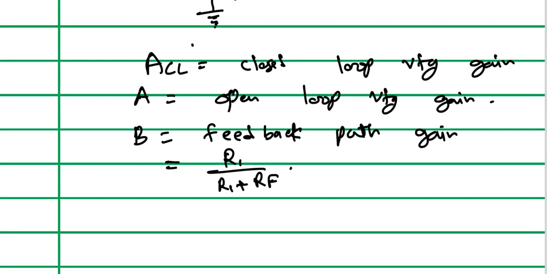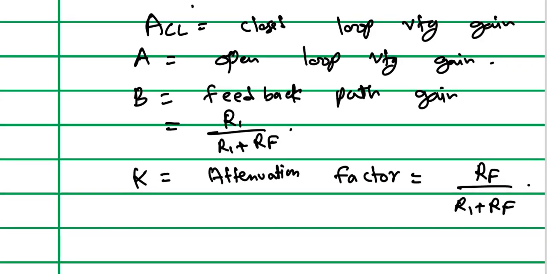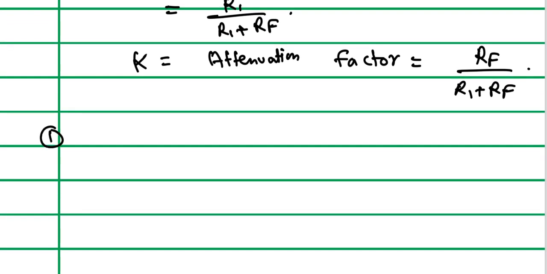Now we have one more term called K. K is nothing but the attenuation factor. So your gain will get attenuated here by this factor K, and its value is RF upon R1 plus RF. So by this factor your gain will get attenuated. So first point is the closed loop voltage gain for voltage shunt feedback amplifier.